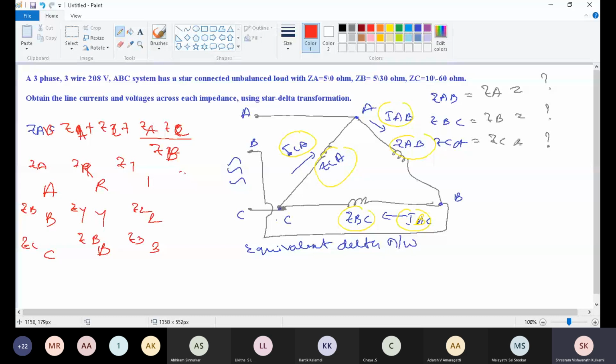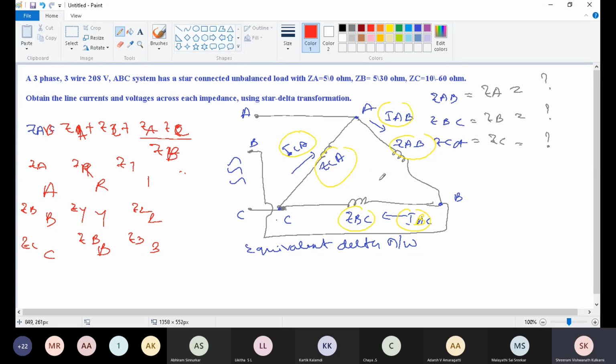Then the phase sequence is ABC. So VAB, VBC and VCA we need to calculate.